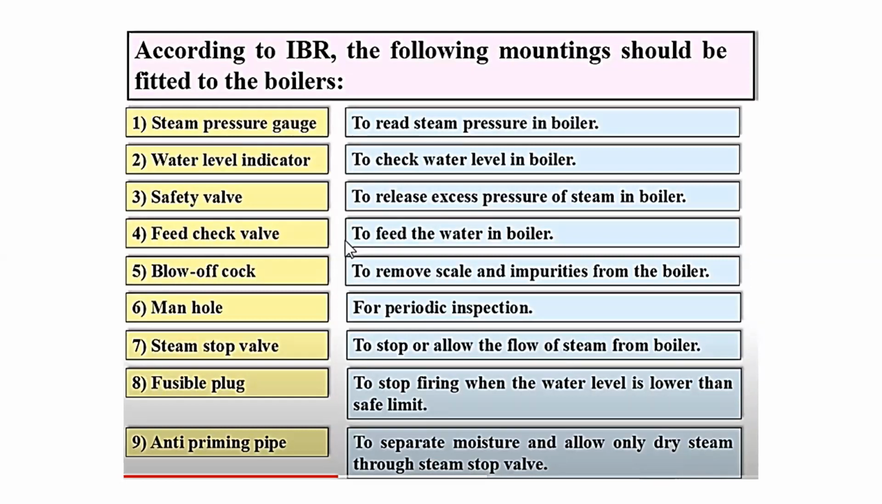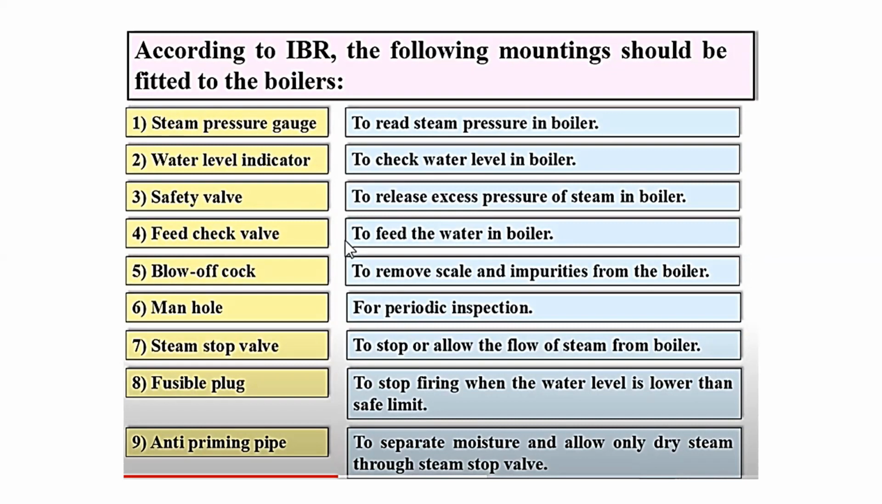And the blow off cock. Blow off cock is used to remove scale and impurities from the boiler. Scaling means the impurities form sediments or solid substances at the bottom of the boiler shell. They are called scale. These are dissolved salts and other materials which form hard substances, like stones, or some hard surface. To remove the scale and impurities, we need to open the blow-off cock at the bottom of the boiler shell. And the manhole.